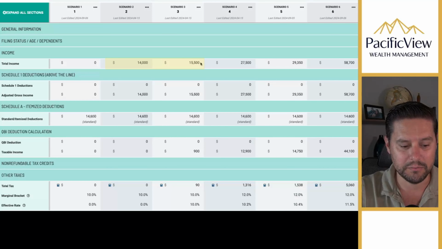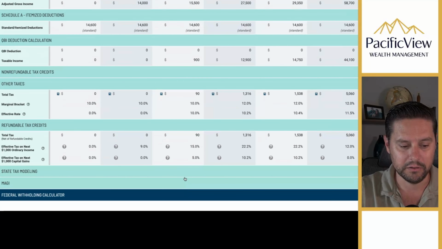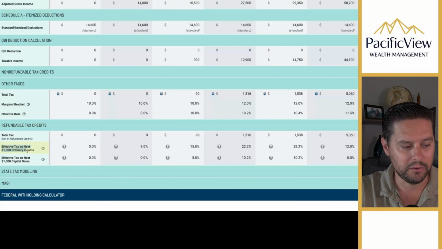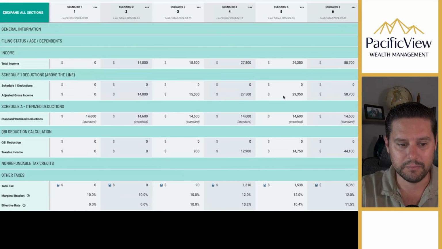So instead of this person being in the 10% bracket, like it kind of says here, I can scroll down here a little bit, they're kind of in the 15% bracket, because the next dollar or the next $1,000 right here in ordinary income is actually being taxed at 15%. So something to be aware of.